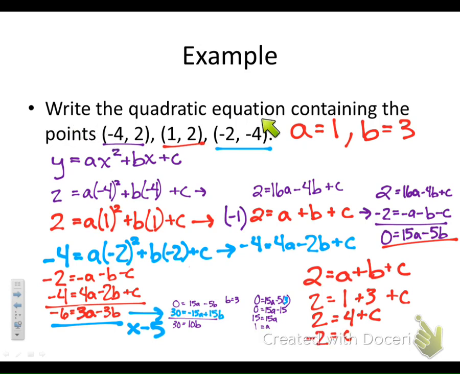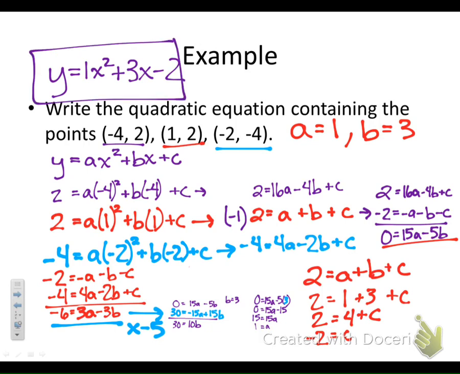The point of this was to write a quadratic equation containing these points, and the equation is y equals the leading coefficient 1, x squared, plus b x, plus the constant term. But wait a second, the constant term is -2, so I'm just going to put in -2. Here's the quadratic equation that contains these 3 points on its parabola.